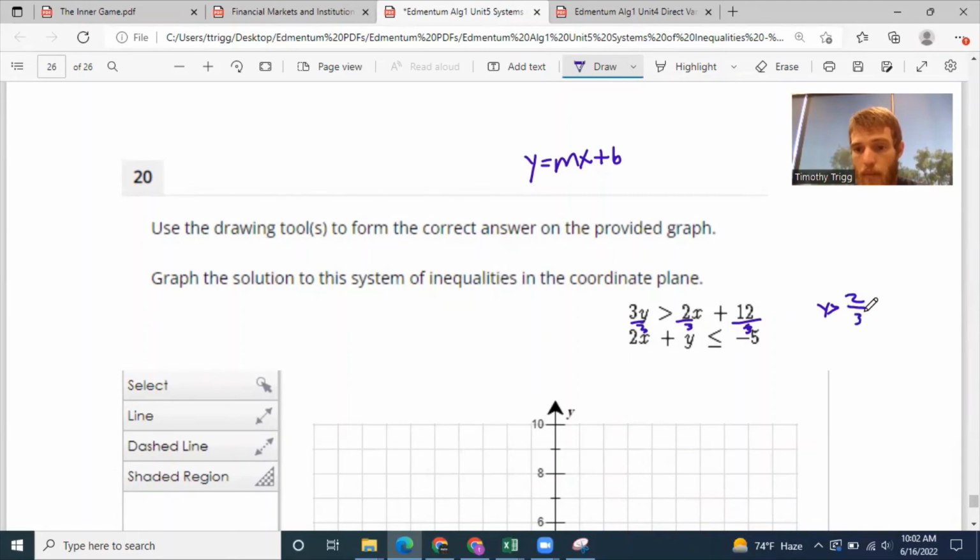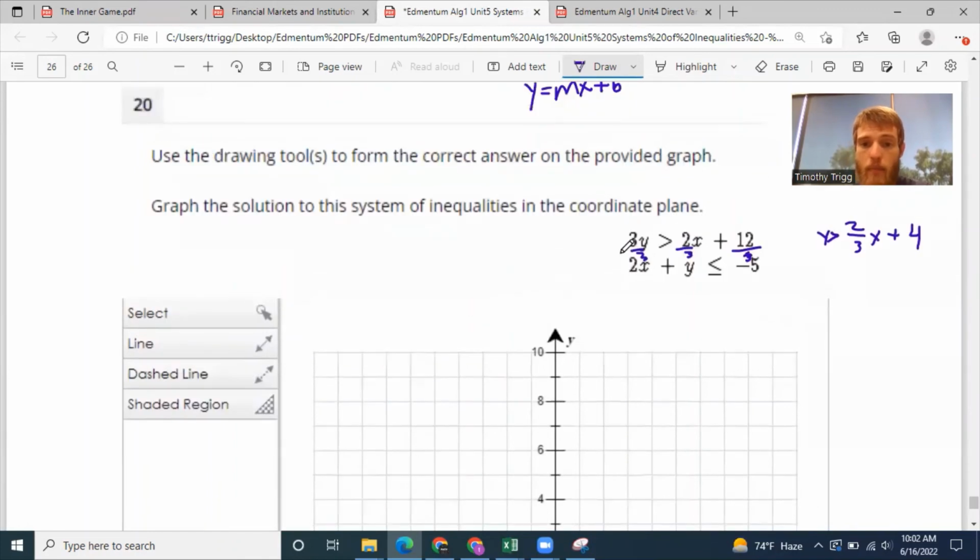So 2 over 3. It doesn't divide nicely, but that's fine. And then plus 12 divided by 3, that does divide nicely. That's 4. So this first inequality, we would rewrite it as y is greater than 2/3 x plus 4. So now we can see our y-intercept, our b, is 4, and the slope is 2/3. So you'd go up 2 over 3.